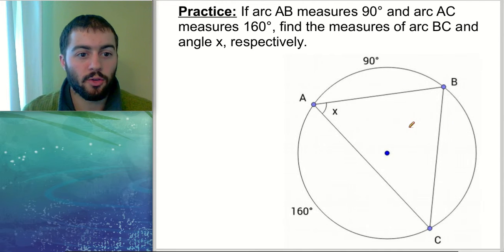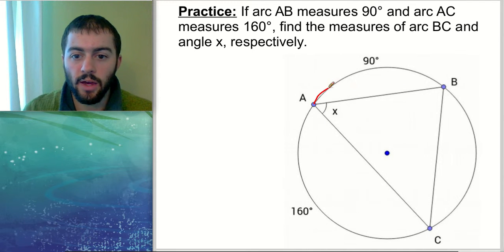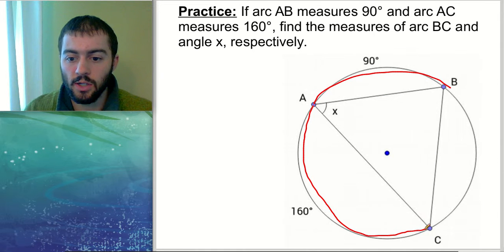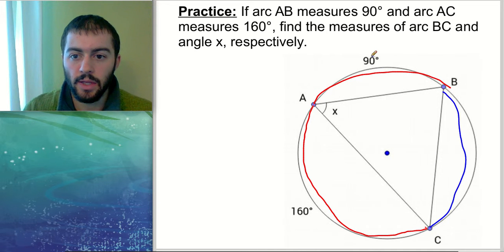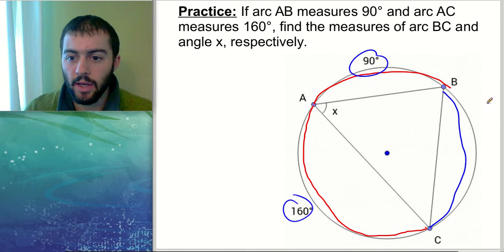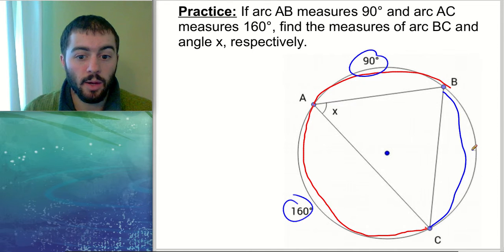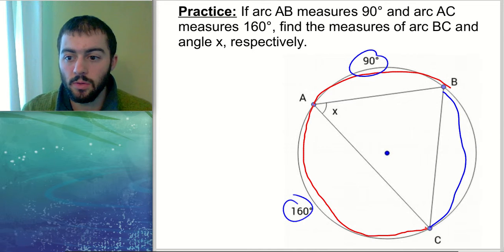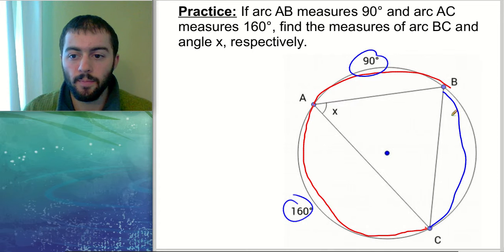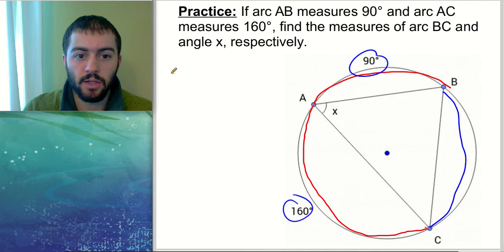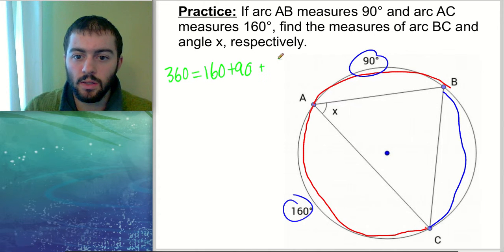So we know that there are 360 degrees in a circle, and we have three pieces of the circle here, right? Three arcs that make up our circle. So we know that this arc, and arc BC have to total up to 360 degrees. So we could do that and find the measure of arc BC by doing 360 equals 160 plus 90 plus, let's call this arc Y.